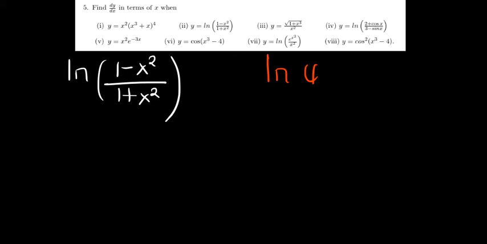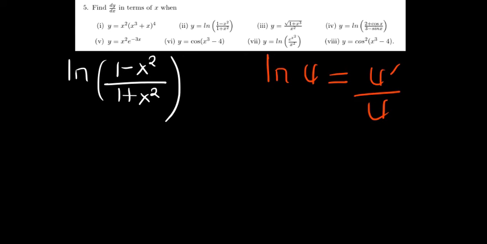Natural log of (1 minus x squared) over (1 plus x squared). I want you to pay particular attention to what we can do here. Whenever you've got a natural log, or any log, the formula is very simple. Whenever you've got a natural log of u, what's the derivative? The derivative is going to be u prime over u. That's all. Very simple and straightforward.